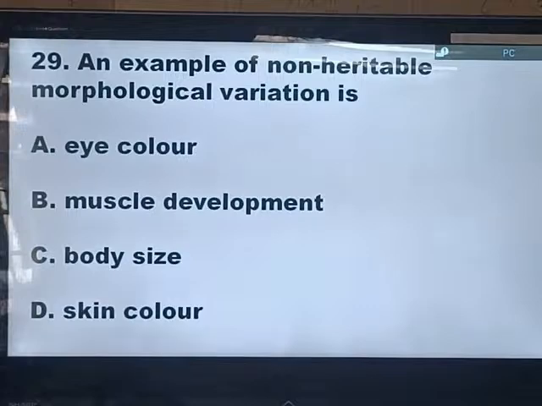Now pay attention here. Non-heritable, that is something that cannot be carried by a gene, because only characters that are carried by a gene can be heritable. And if you look at eye color, it is definitely heritable. You can inherit eye color from your parents. What about body size? You can definitely inherit body size from the parent. What about skin color? You can definitely inherit skin color from the parent. But the only thing that is not heritable is muscle development.